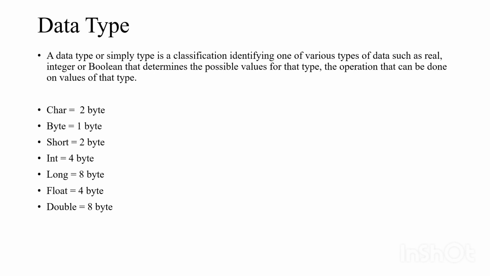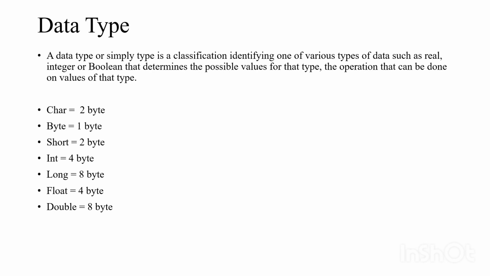Suppose we have to do the addition of two numbers. Okay, so 2 plus 3 equals 5. But we need to give the data type for that number 2 and the 5, which may be integer, which may be string, which may be float. So we have to mention the data type of that number.